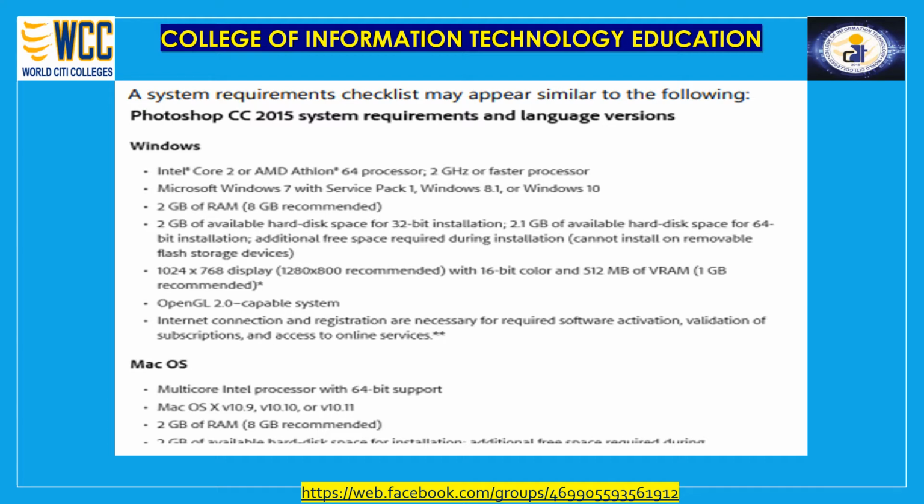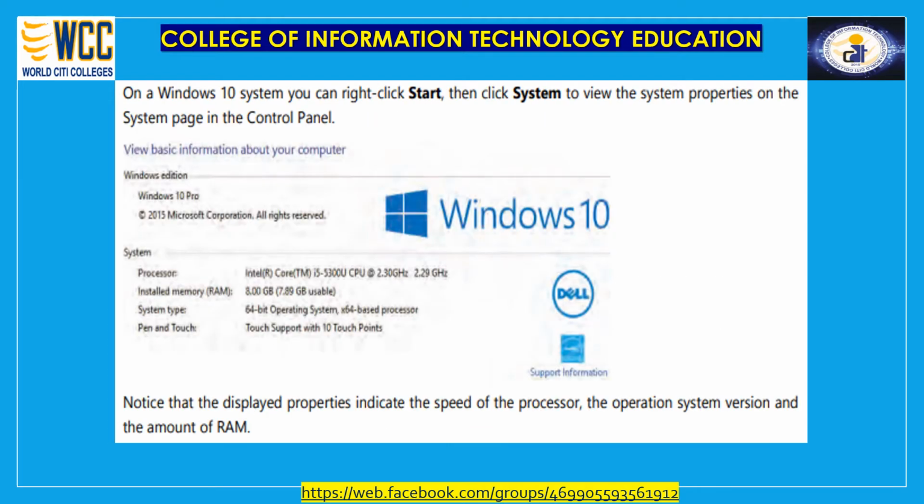So, if you are unsure of the type of hardware installed in your computer, check with a technical specialist before purchasing a software. On a Windows 10 system, you can right-click Start, then click System to view the system properties on the system page in the control panel. And you can notice that the display properties indicate the speed of the processor, the operating system version, and the amount of your random access memory.